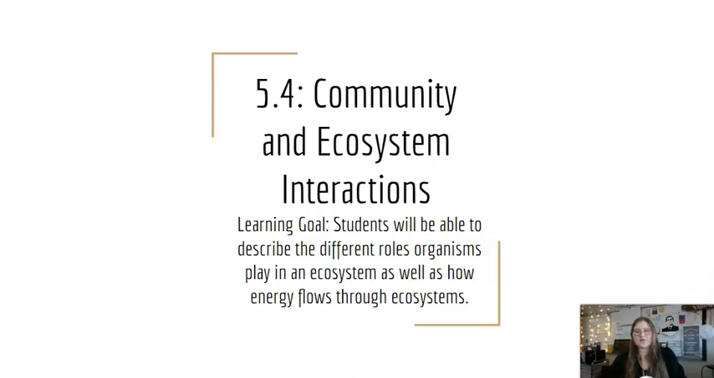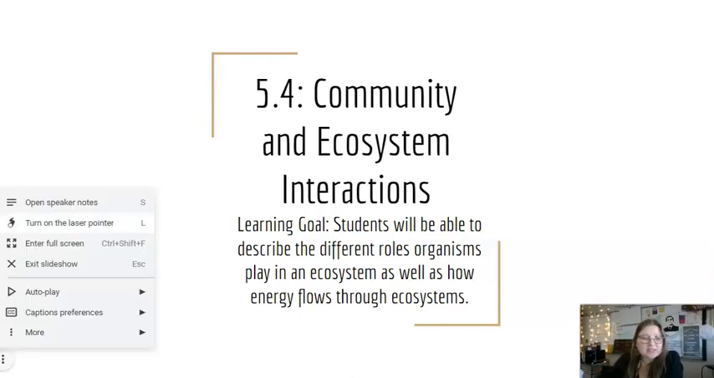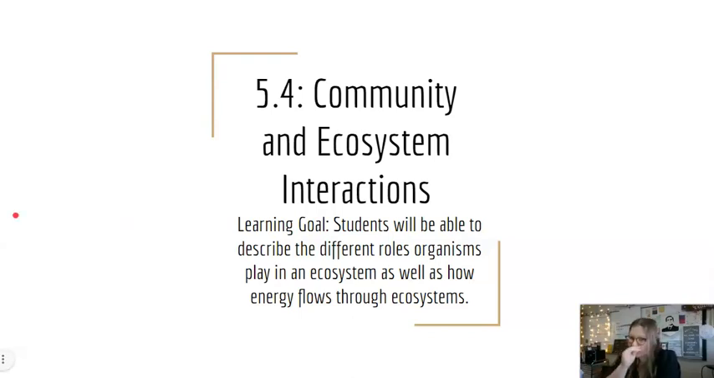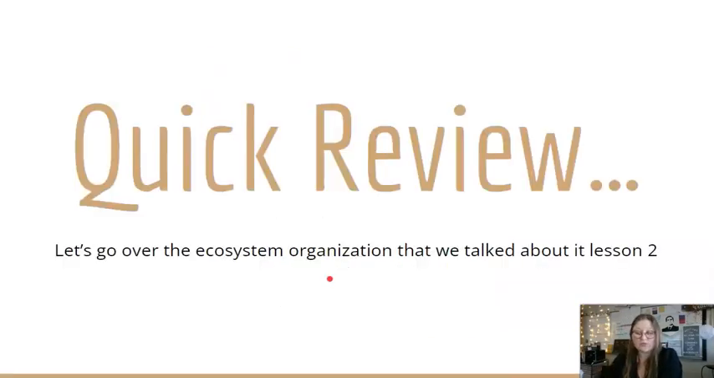All right, welcome to lesson 4 for chapter 5. We're going to go over community and ecosystem interactions in this lesson. So the learning goal is that you'll be able to describe the different roles organisms play in an ecosystem, as well as how energy flows through ecosystems. So it's going to connect a little bit of what we learned in 5.3, as well as bringing back some stuff from 5.1.